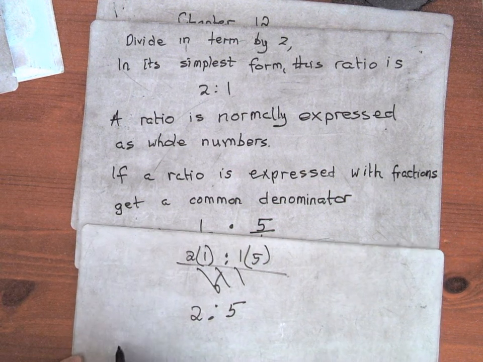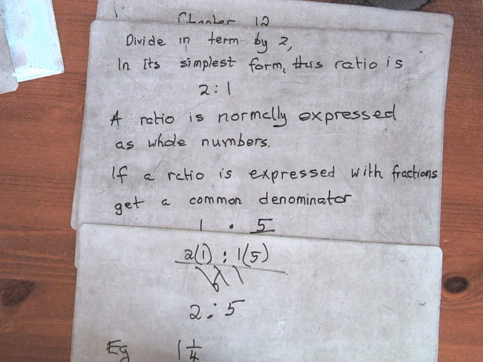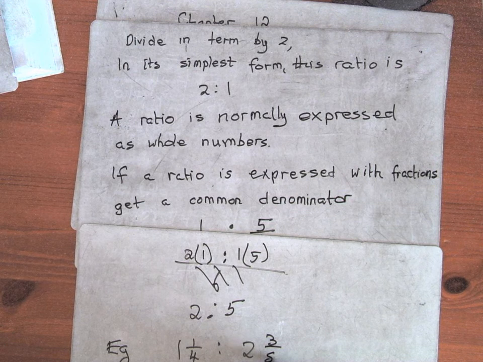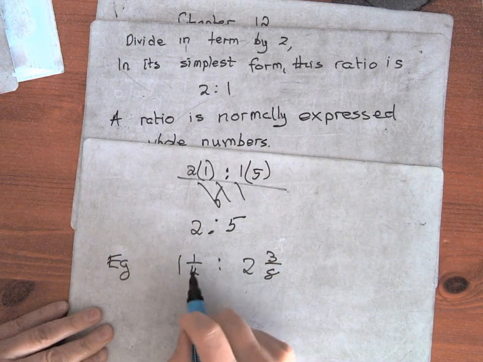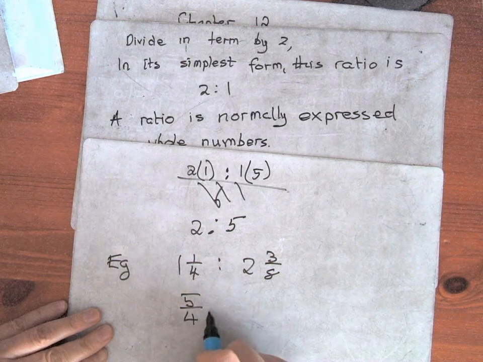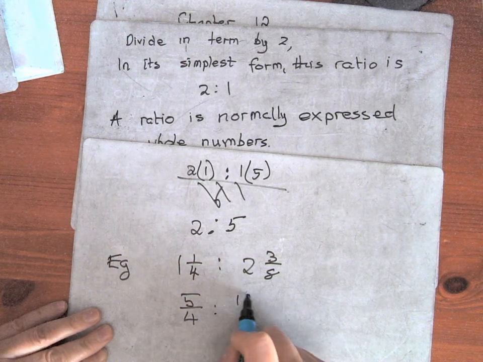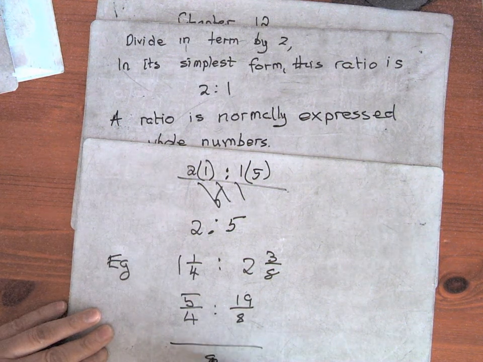Okay, another example there would be if you had something like 1/4 is to 2 3/8. So you make each of them a top-heavy fraction. So 4 ones are 4 and 1 is 5/4. 2 8s are 16 and 3 is 19/8. Then get your common denominator. So your common denominator is 8.